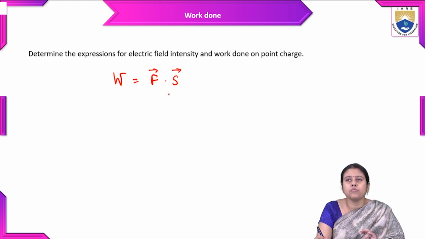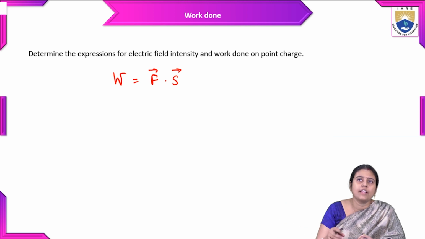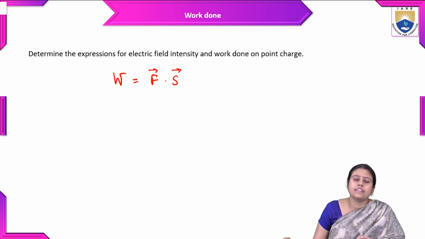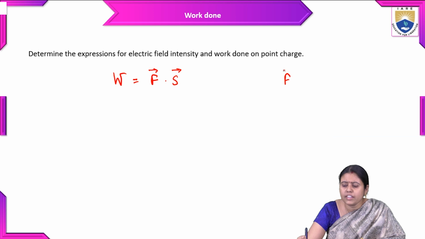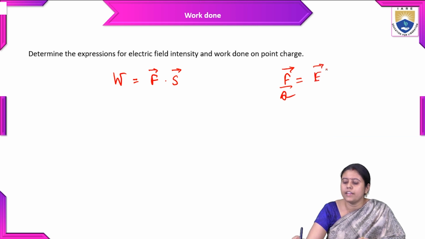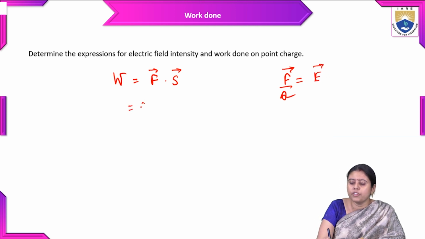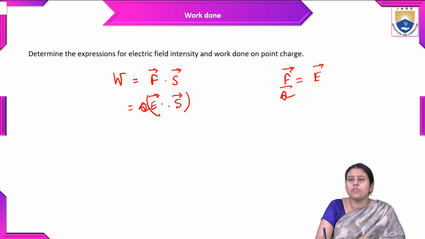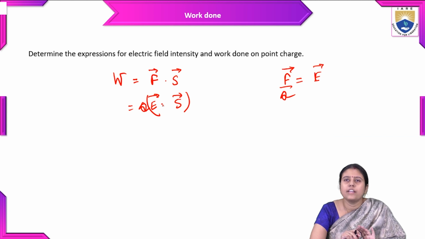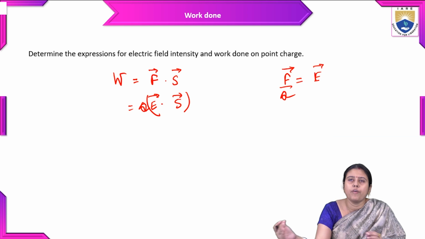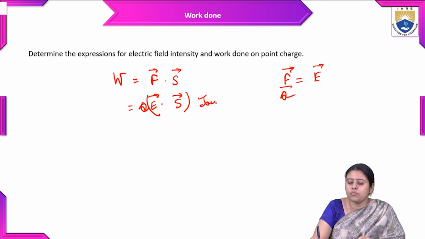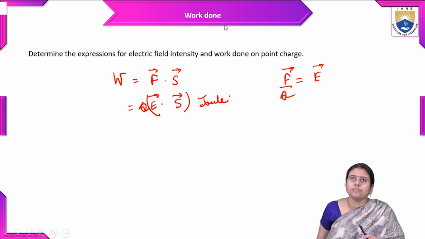The work done to bring one unit charge from infinity to another point in the electric field is called the work done. Force per unit charge is basically nothing but the E. So in the place of force we can write Q into E dot S. What is S? S means the displacement to bring one unit charge from one point to another point. And the unit is the joule.